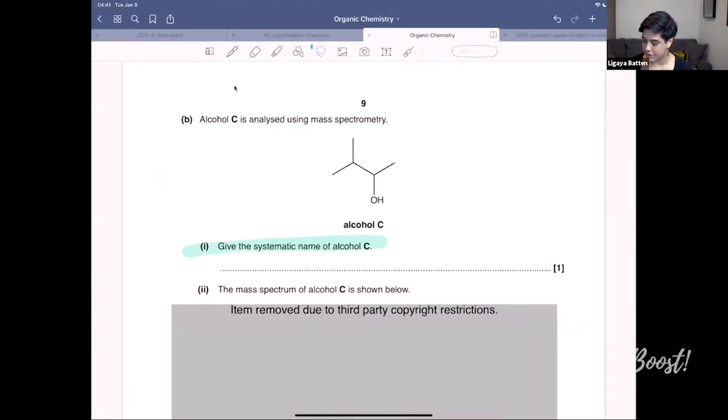The next one, give the systematic name for alcohol C. So we've been given a structure for the alcohol, and we want to give the systematic name for that structure. So we have to identify how many carbons. So we've got 1, 2, 3, 4 carbons in the longest chain. This is our alcohol group. And then this is a methyl group.